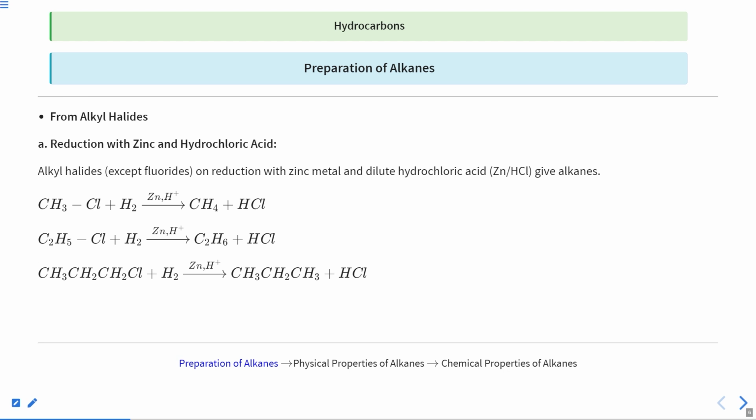For that reason, we take only chlorides, bromides, and iodides, and then treat them with zinc in the presence of H plus. Hydrogen is being added and HCl is being removed in this reaction. Here Zn and HCl are doing the same thing, the work of chelation that was being done by the metal, but in this case adsorption does not occur. Chelation occurs as normal, and this H plus is facilitated to create HCl, and this CH3 is converted into CH4.